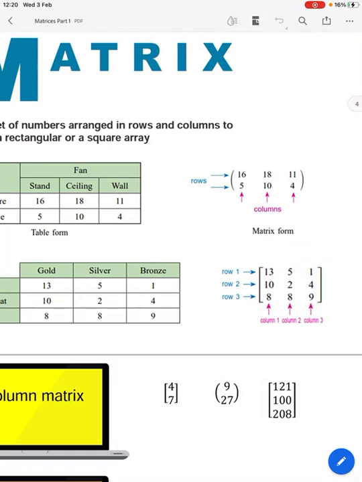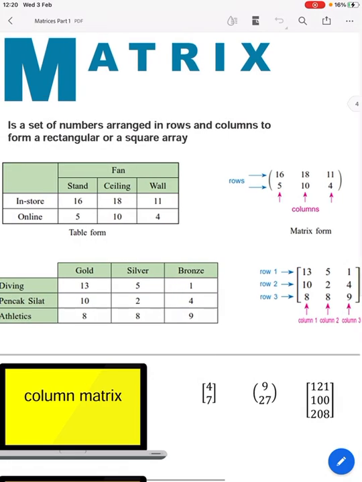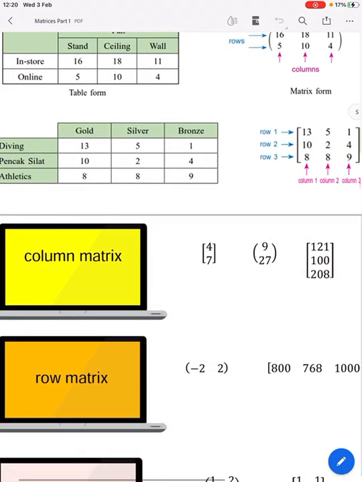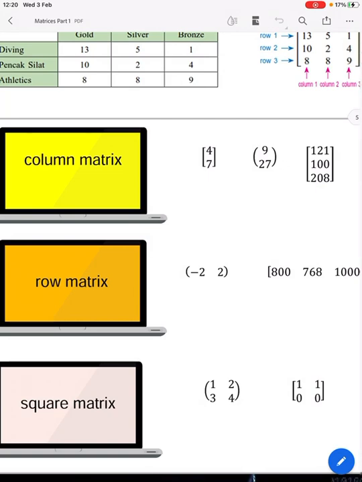Okay, so next, the column matrix, row matrix and square matrix. Okay, so column matrix is when you have a matrix like a vertical, just one column. You can have as many rows as you want, but as long as the number of columns is only 1. So for the row matrix, the number of rows is only 1.